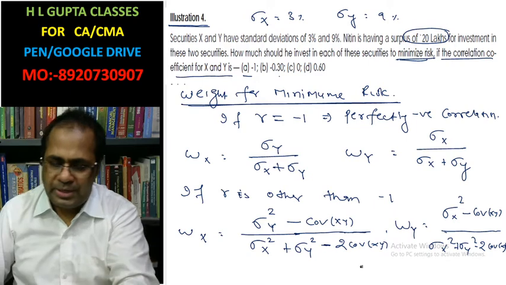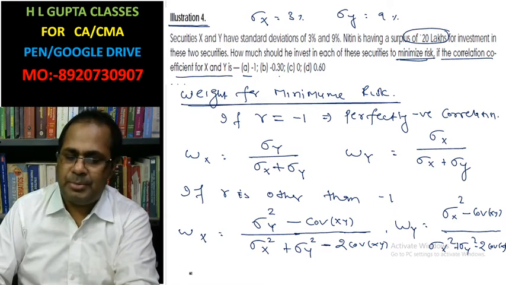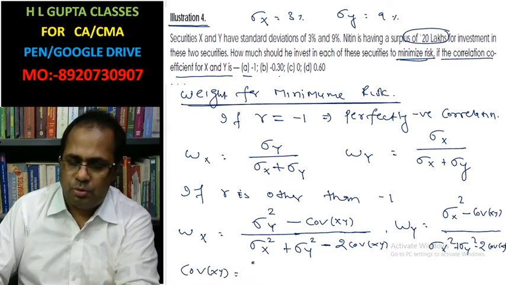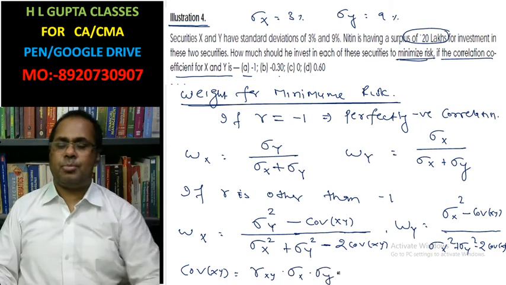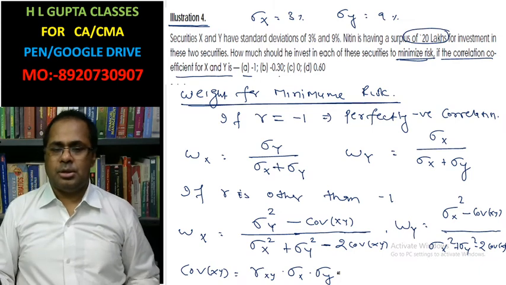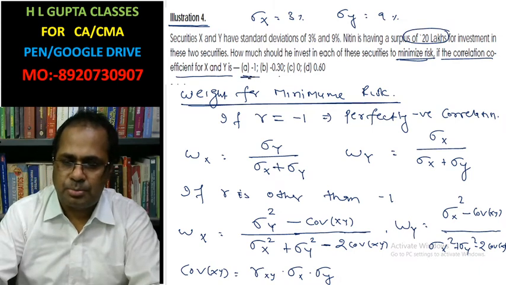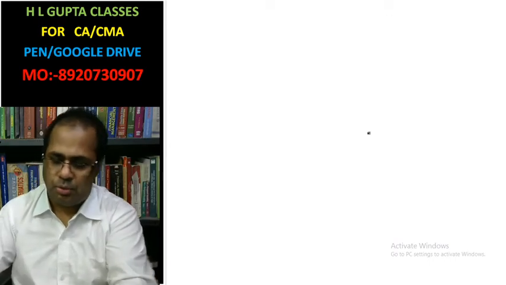Now, how is the covariance calculated? I have already explained covariance in my concept. Covariance XY equals the coefficient of correlation XY times the standard deviation of X times the standard deviation of Y. This is the formula of covariance. In the first case, the coefficient of correlation is -1, that's why this formula is applied.